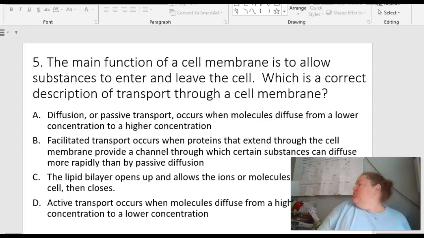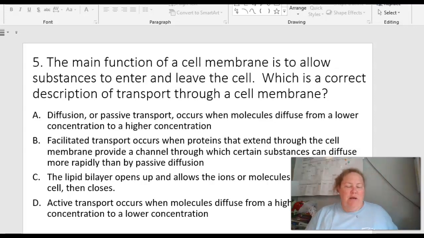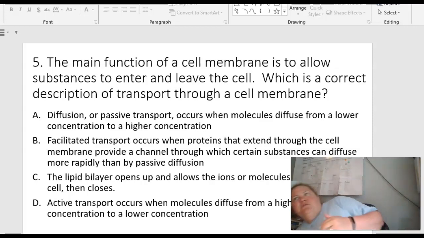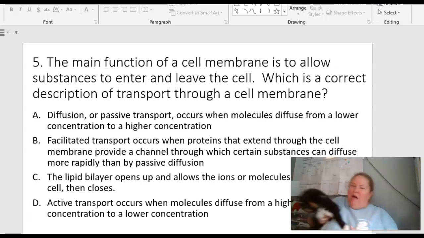Okay, so remember the different types of transport. So the answer for this one is going to be that facilitated transport occurs when proteins that extend through the cell membrane provide a channel through which certain substances can diffuse more rapidly than by passive diffusion. So remember, active diffusion requires energy. Passive diffusion is just through gravity, and facilitated diffusion is need a helper too.